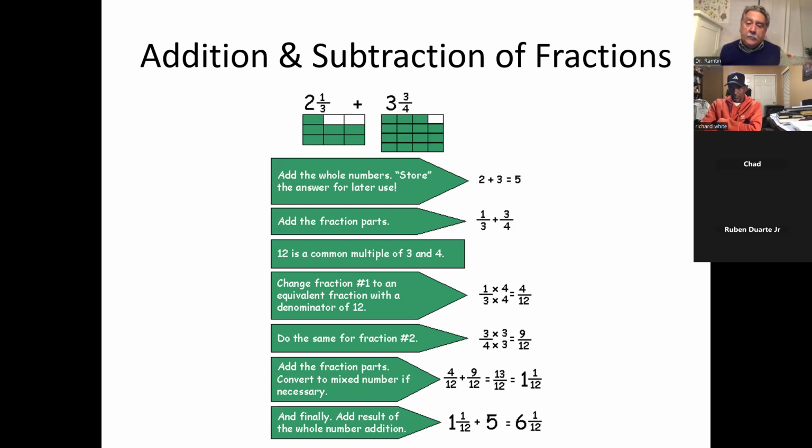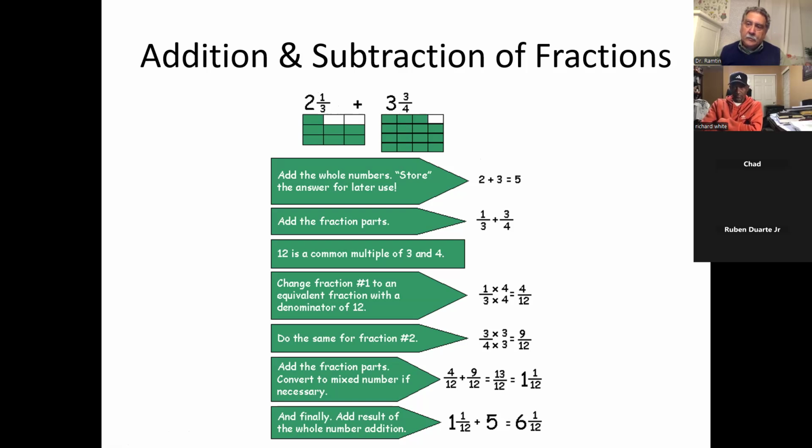So now I get it. So the goal is to get it to that same denominator. Exactly. Okay, I got it. Exactly. So now remember we added 2 plus 3, 5. So I have a 5, and I have this fraction here, 1/12. You add the two whole numbers, and it is the same as 6 1/12. So that's the answer for addition of these two fractions, 6 1/12.